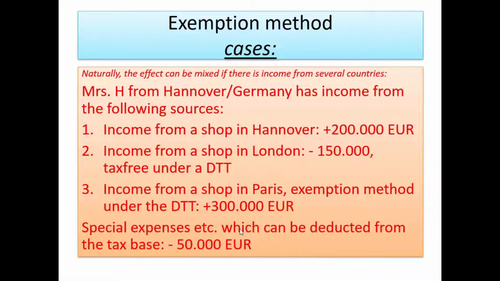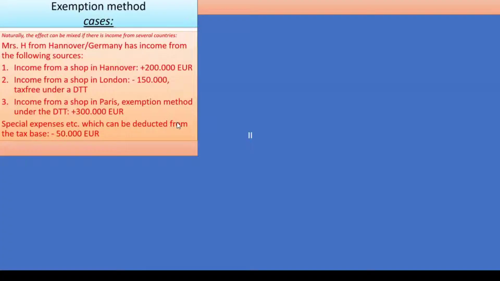Well, let's now turn to Mrs. H from Hanover in Germany. She has income from several sources again. Income from a shop in Hanover, 200,000. Income from a shop in London, tax-free under a DTT. Income from a shop in Paris, exemption method under the DTT, plus 300,000. Special expenses, etc. can be deducted 50,000. So let's talk about that.